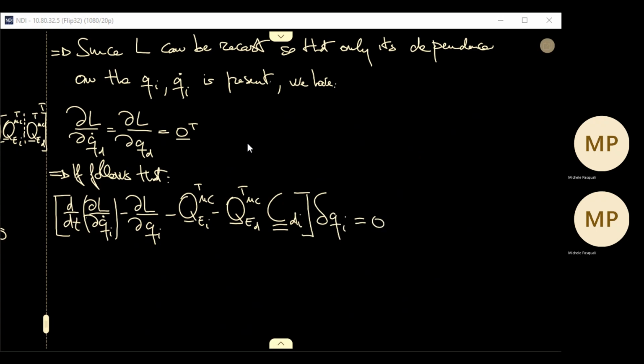Okay, you see, the only thing which is left from the previous, from the dependent part, is the one associated to non-conservative forces. And then of course all the rest is still in here, in L. So this is the only part that survives of the second term before.